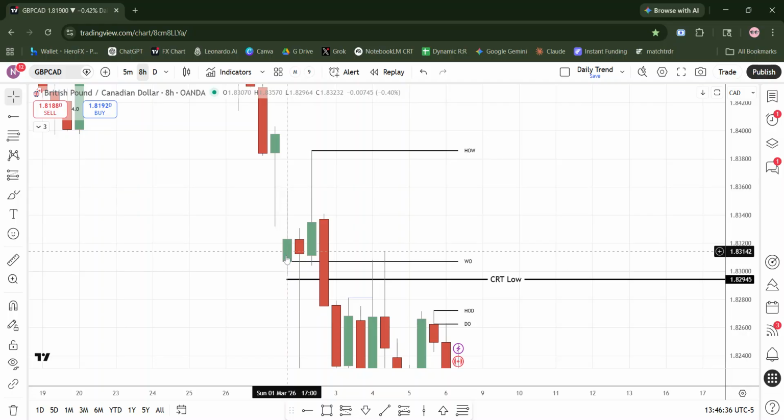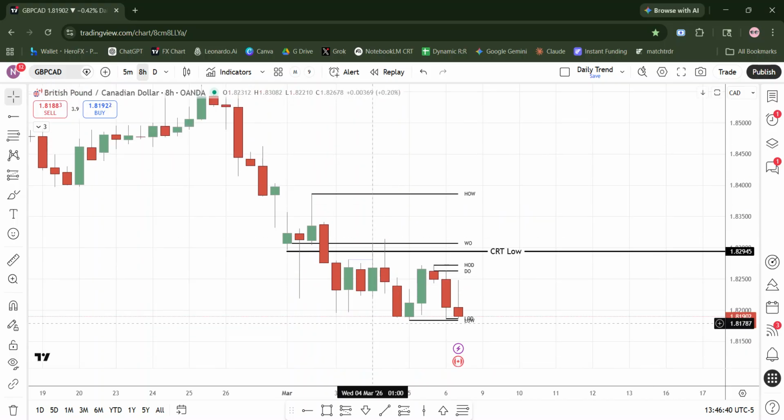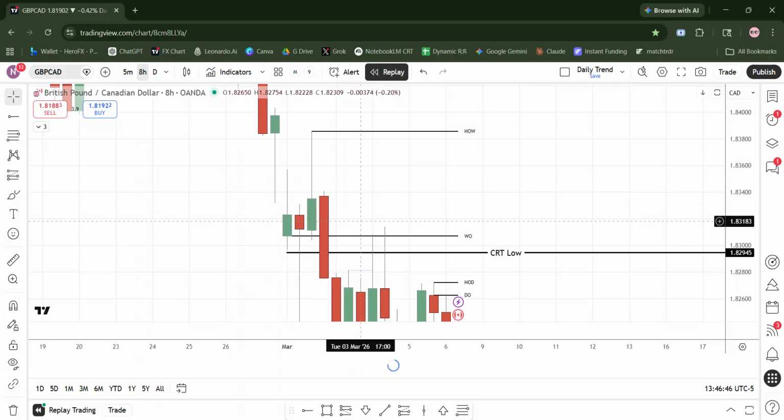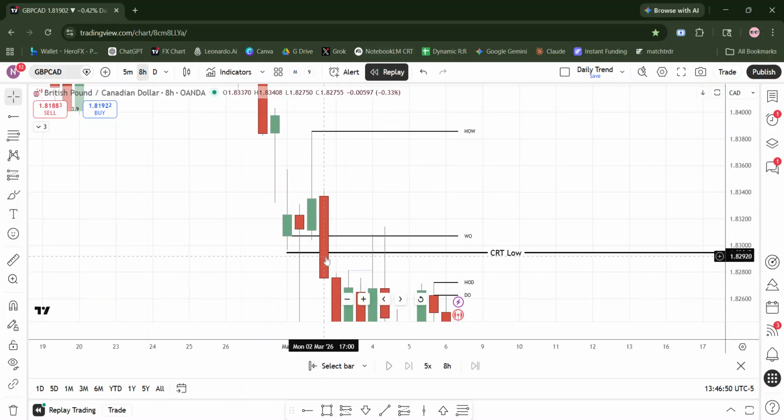Monday, see the 1700 candle was candle 1. Candle 2 was this long candle here. It went down, closed inside the range. So candle 3 started at 9 a.m. Eastern Standard Time. So when we go to our replay option, what we do, select the bar.